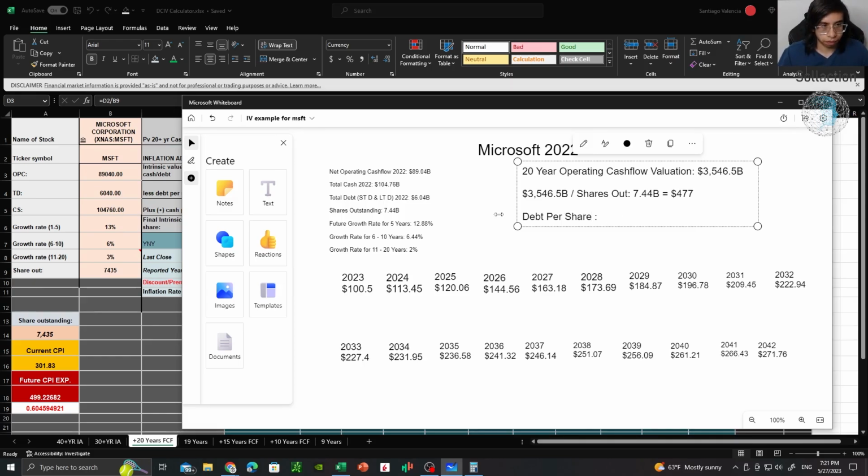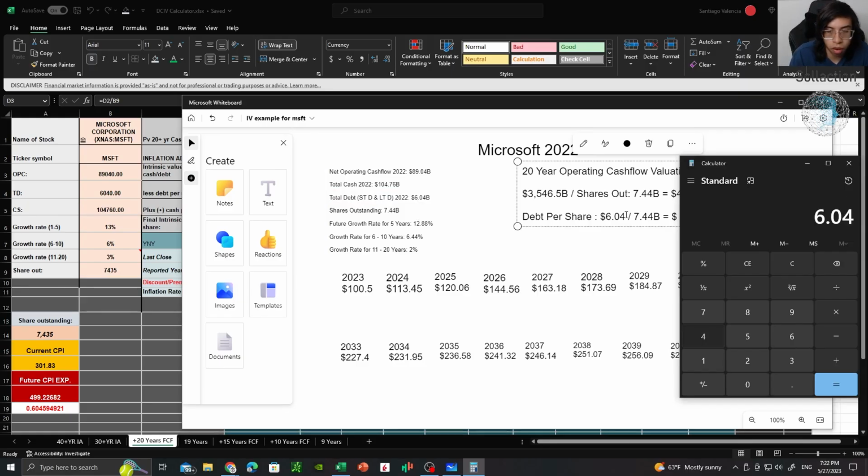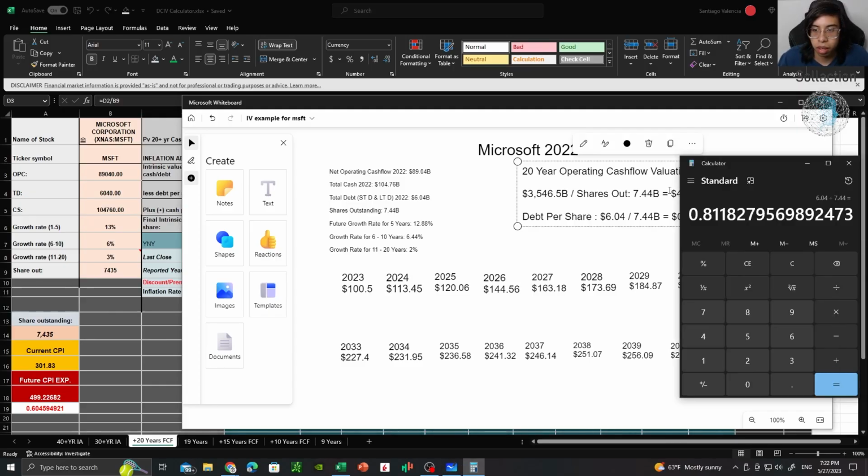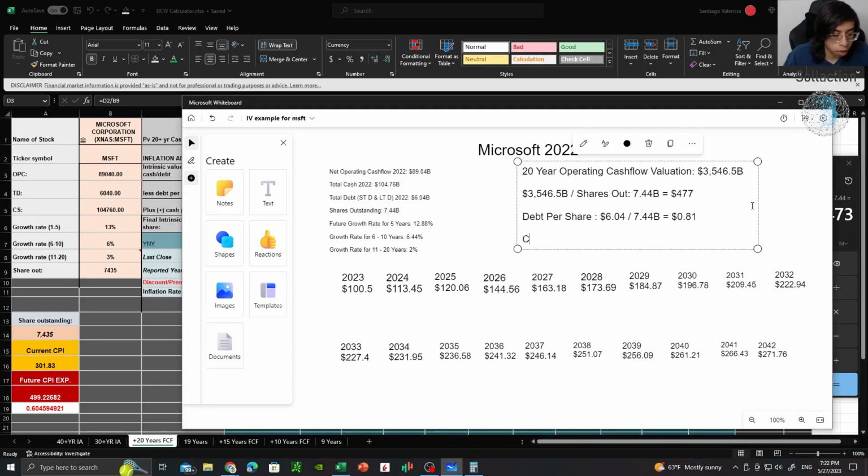So that would be about 604 divided by the shares outstanding again, which would be 7.44 billion equals, let's see, 604 divided by 7.44. Yeah, it would be about 81 cents. So it's 81 cents.